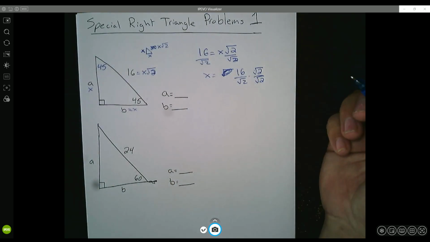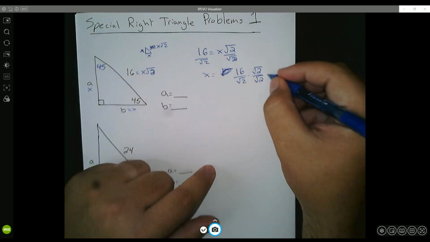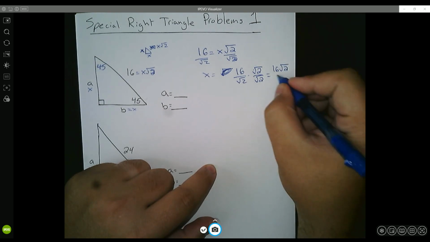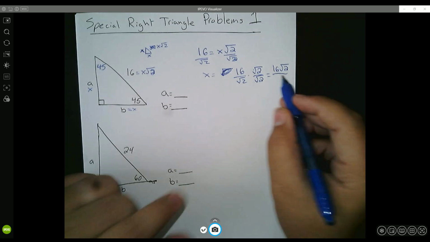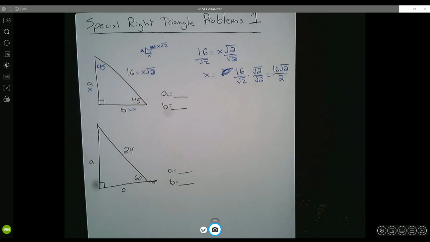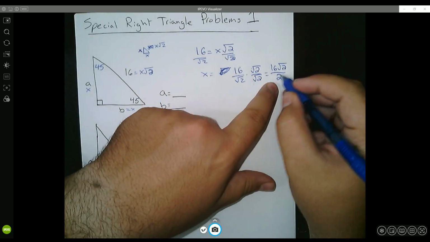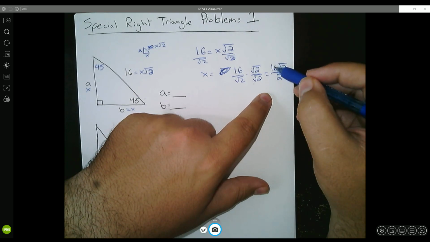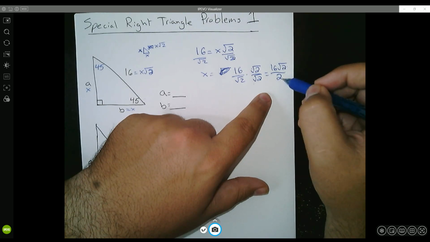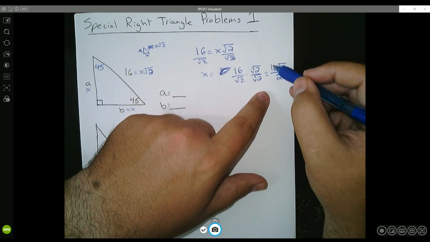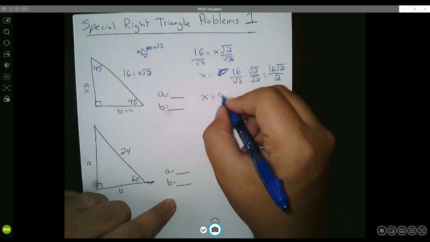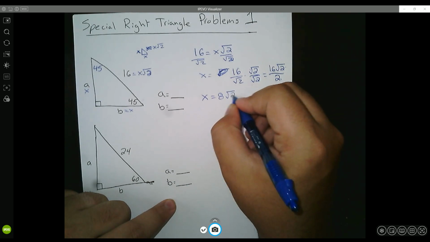Now we just multiply straight across. So 16 times the square root of 2 gives me 16 square roots of 2. The square root of 2 times the square root of 2, those cancel out, and you're left with just 2. Now you simply simplify. This can be simplified because 2 can go into 16. 2 cannot go into the square root of 2; those don't just cancel out. This is its own term and this is its own term. So you cancel out your whole numbers, 16 and 2. 16 divided by 2 gives us 8. So we should end up getting x is equal to 8 square roots of 2.